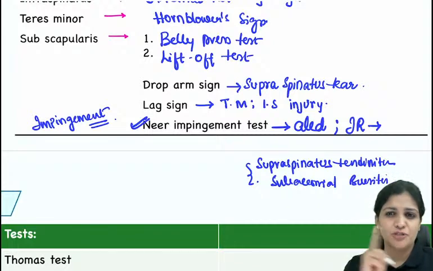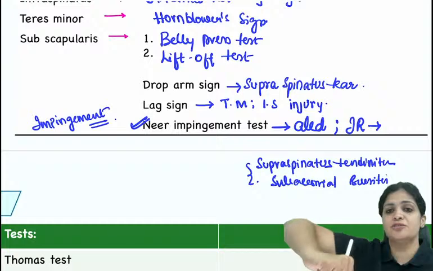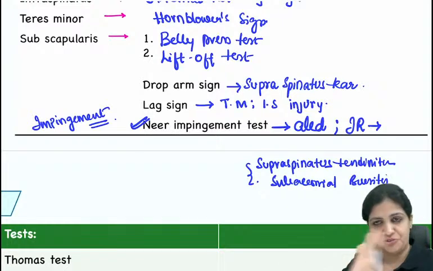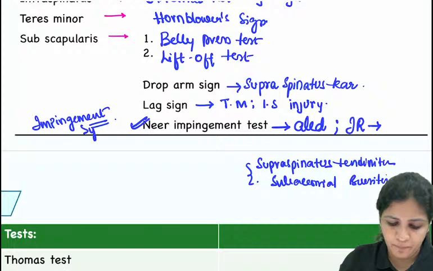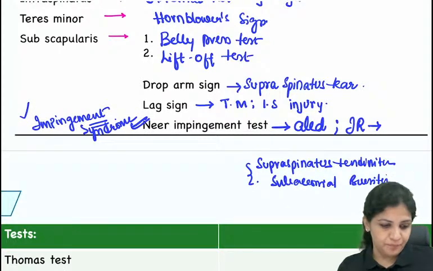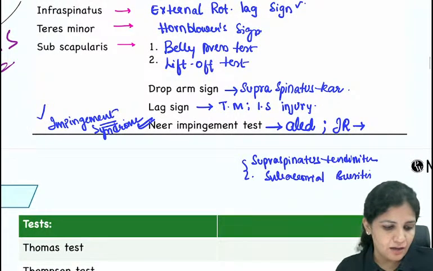There is one more test which is called Hawkins-Kennedy test. Here also you abduct and flex it to 90 degrees with internal rotation. So that is again one more test, again for your impingement syndrome. So just remember, these are certain tests. Beer can and empty can, yeah.